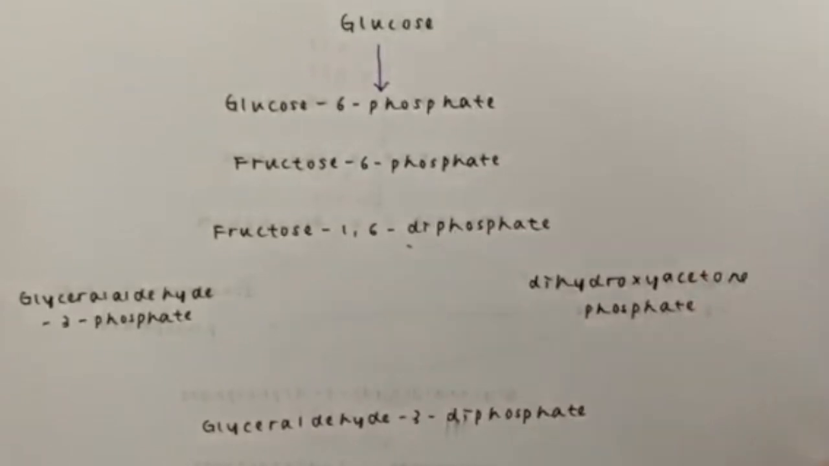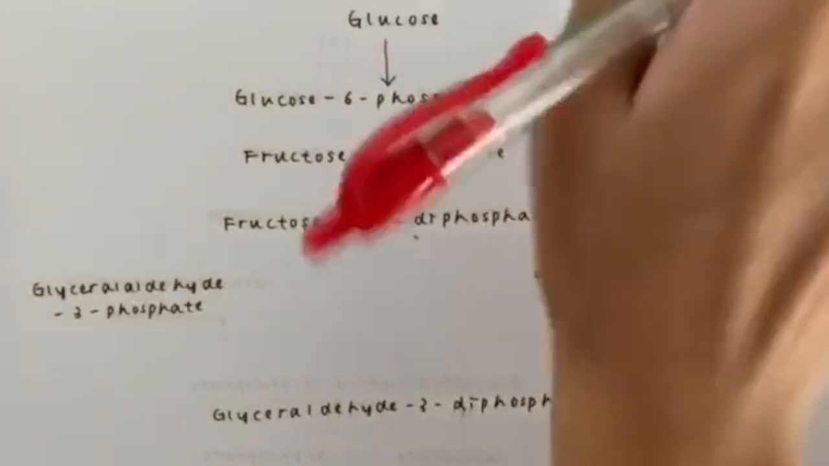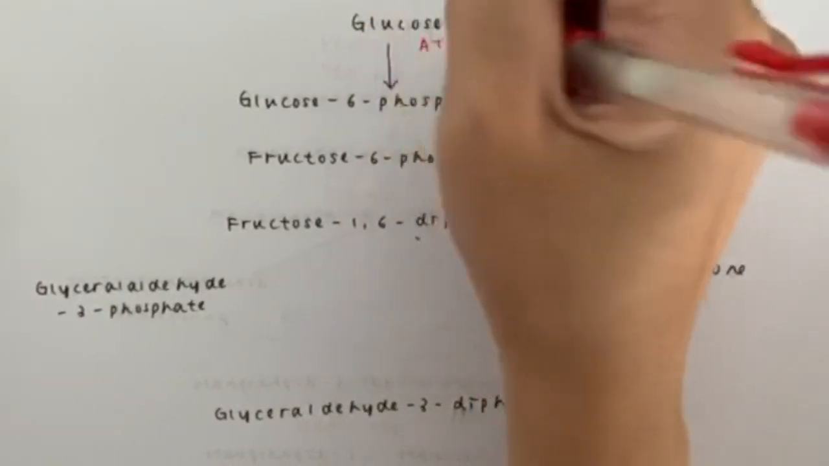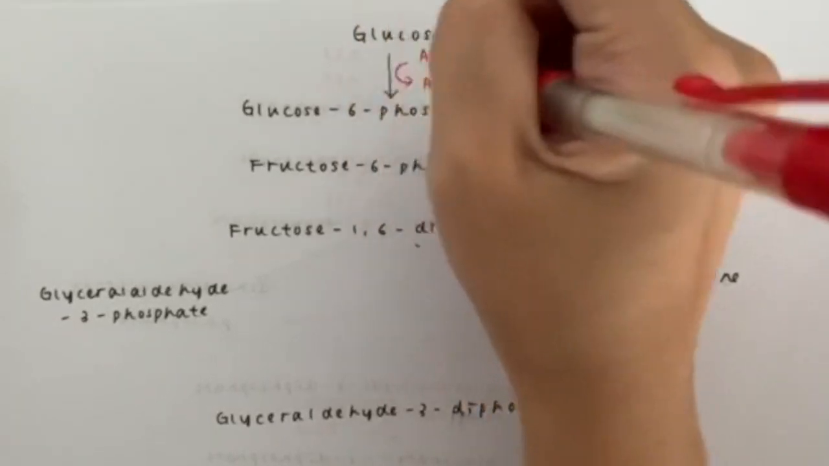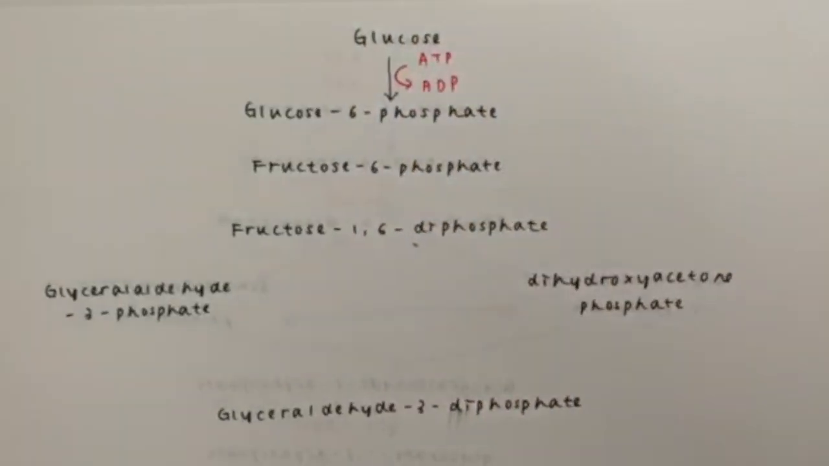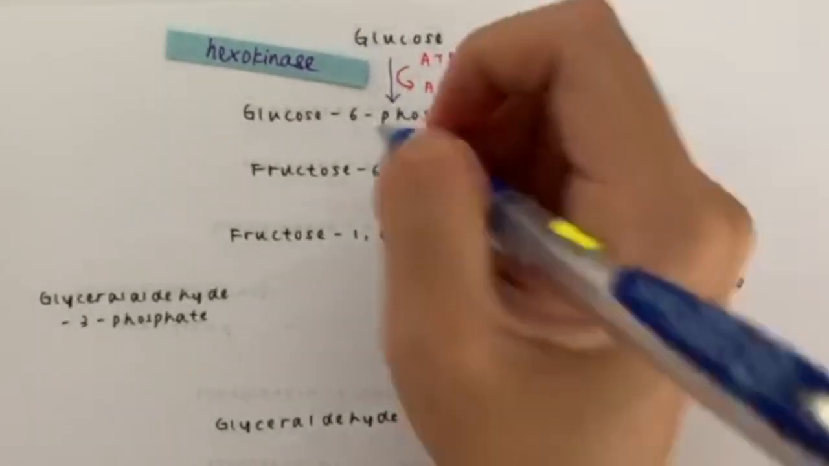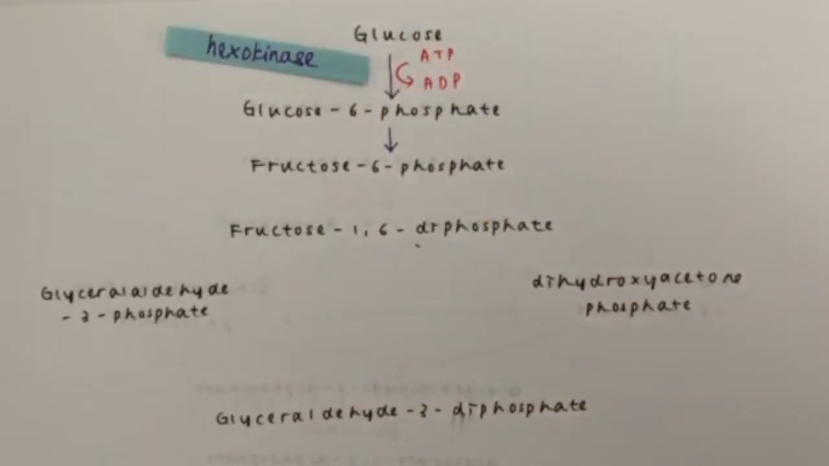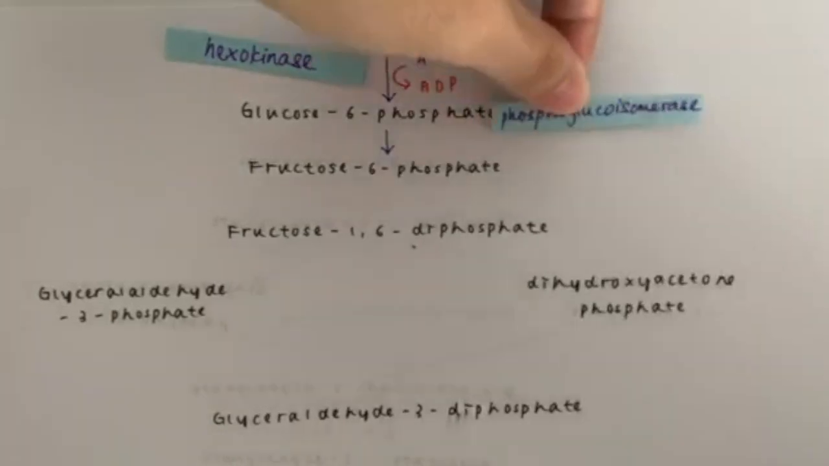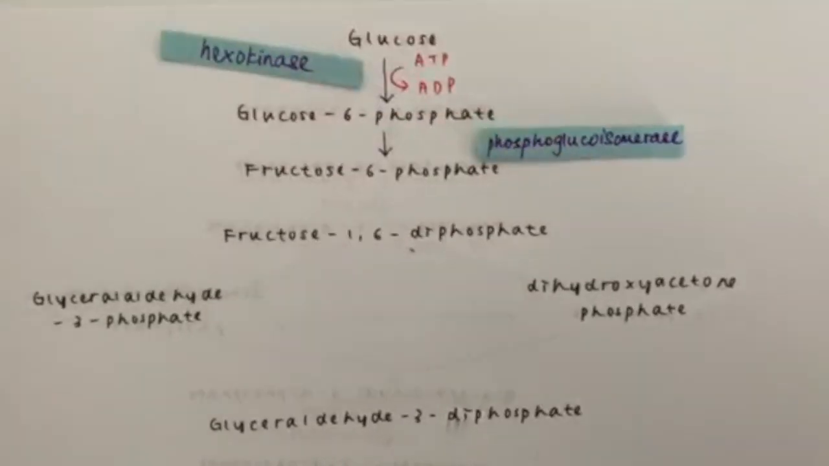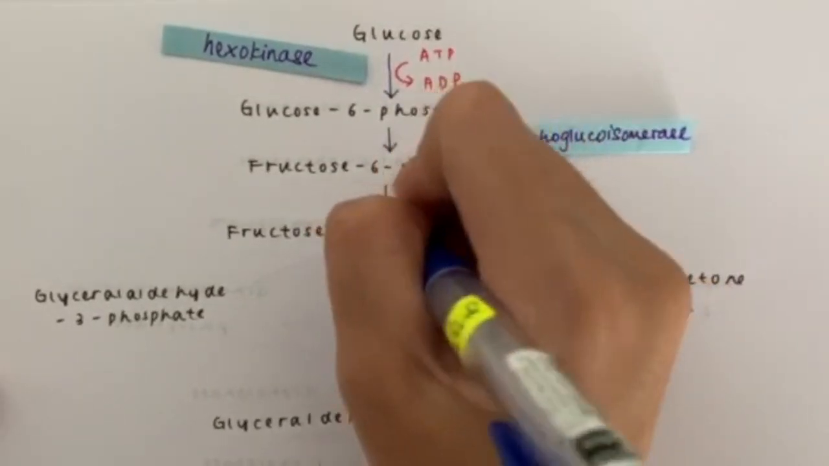Glucose is phosphorylated by using a phosphate molecule from the conversion of 1 ATP to ADP to form glucose 6-phosphate. Hexokinase enzyme is used to catalyze the reaction. Glucose 6-phosphate rearranges to form the isomer fructose 6-phosphate. This reaction is catalyzed by phosphoglucoisomerase.